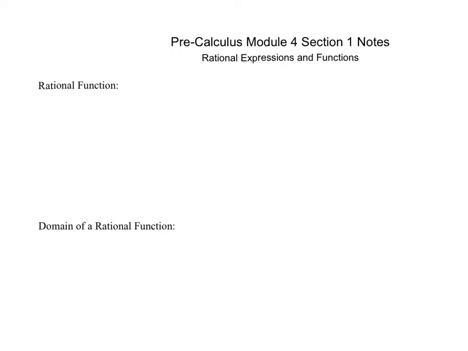In Module 4, we're going to talk about rational functions and radical functions. And we're going to start with rational functions. Let's go ahead and review by defining a rational function. A rational function is defined as a function that is the ratio of two polynomials.